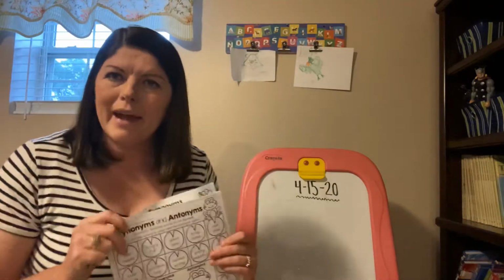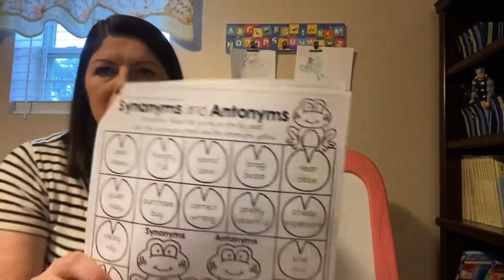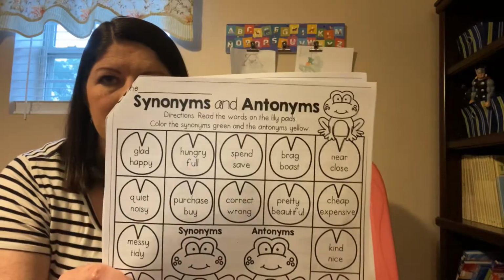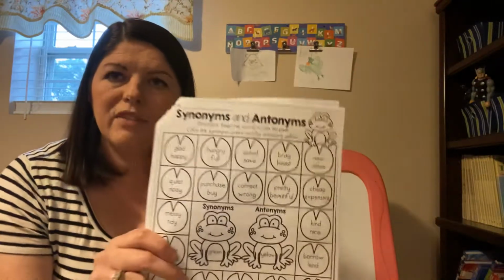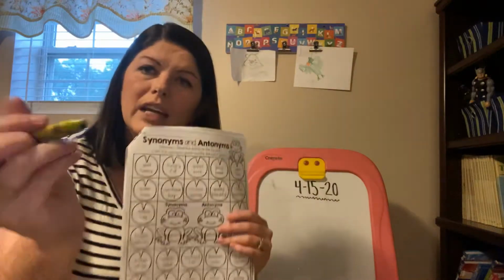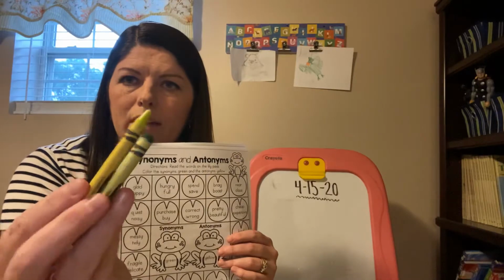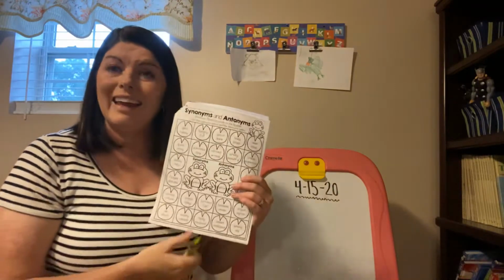Okay, you should have that packet that you have. Today's page should look like this: synonyms and antonyms. I want you to get that ready. Today for this activity, you need a green and a yellow crayon. Mine looks like green, yellow, but two crayons, green and yellow.